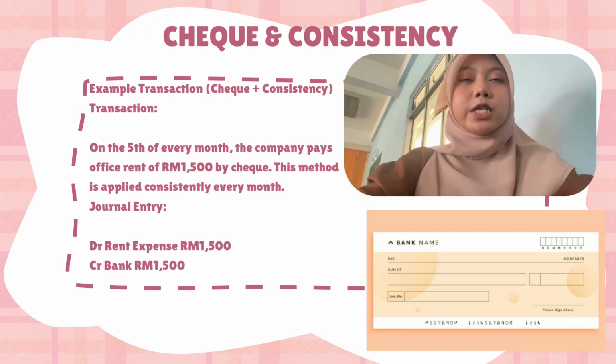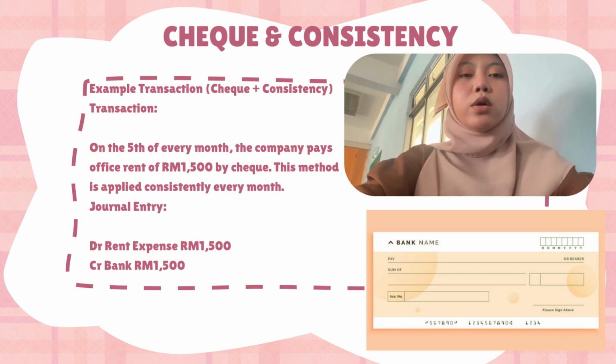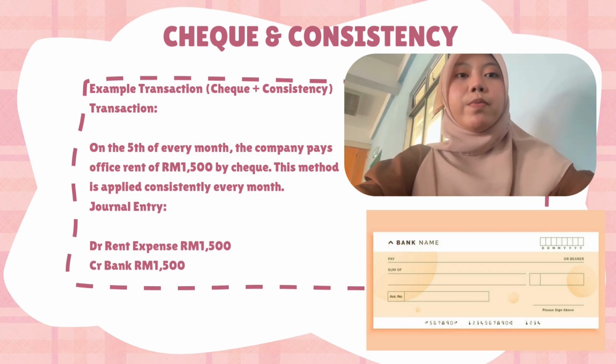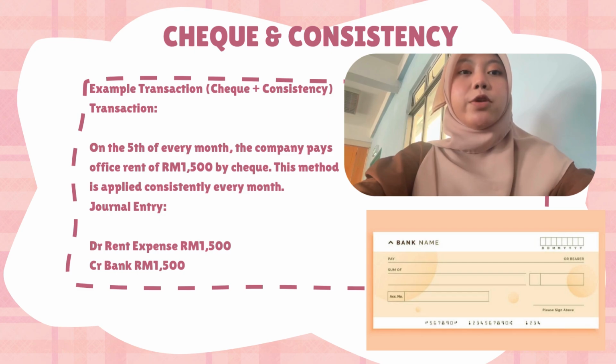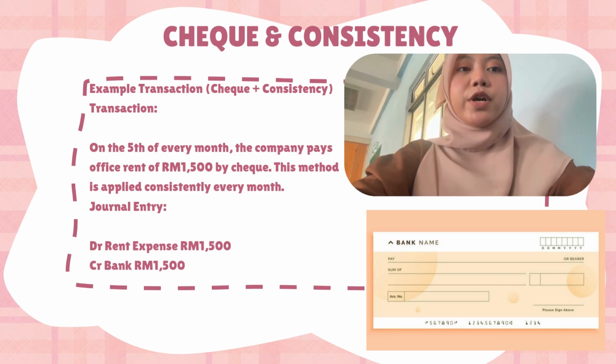For my example, the transaction is about office rent payment. Every month on the 5th, the company pays 1,500 ringgit for office rent by check. The source documents for this transaction are the check counterpart and the bank statement. The journal entry is debit rent expense 1,500 ringgit and credit bank 1,500 ringgit.